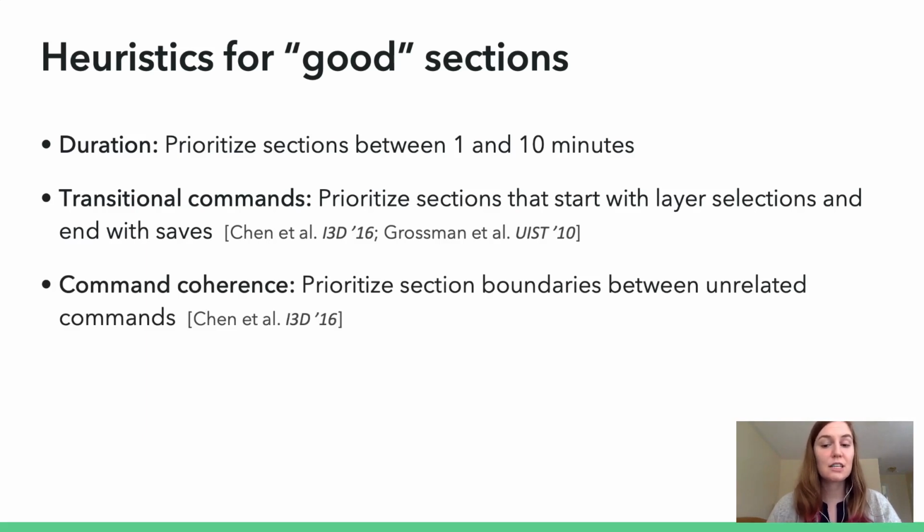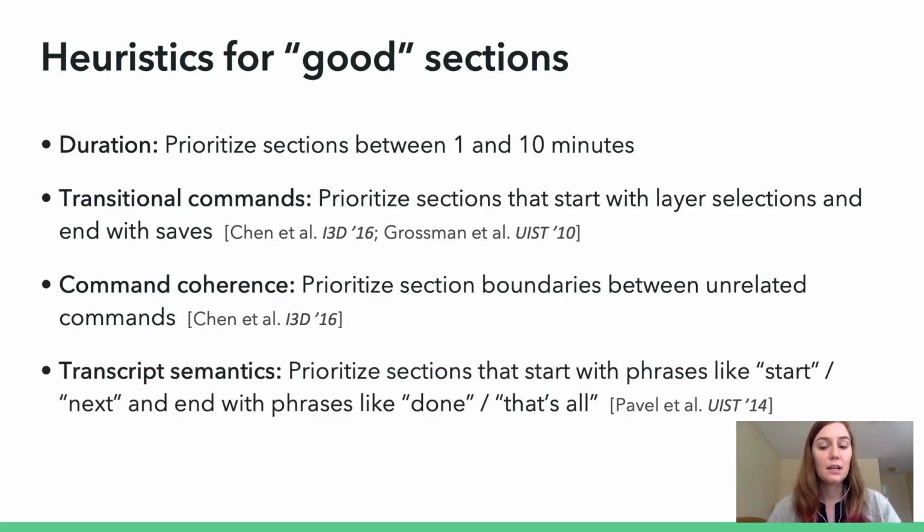Similarly, people often tend to use different groups of tools or commands for different subtasks. So we calculate how often different commands happen together and then prioritize section boundaries that happen between less related commands. Finally, prior work has also found that people will often say certain phrases when they're starting up a new section or finishing a section. For example, sections might start with phrases like the word start or next, and end with phrases like we're done or that's all. So we prioritize sections accordingly.